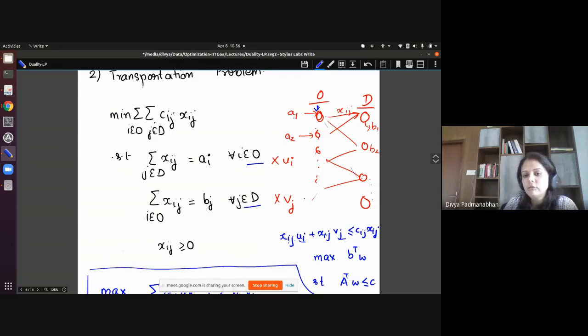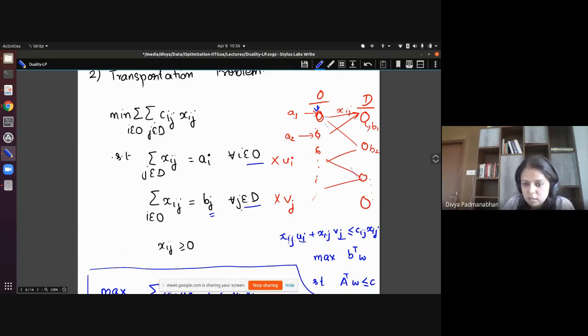Similarly, for the destination, whatever comes in. Here you're fixing the j, and for the first destination, the things that come in are from the first source, from the second source, and so on. So that's where you have the summation of xij for i in the origins.